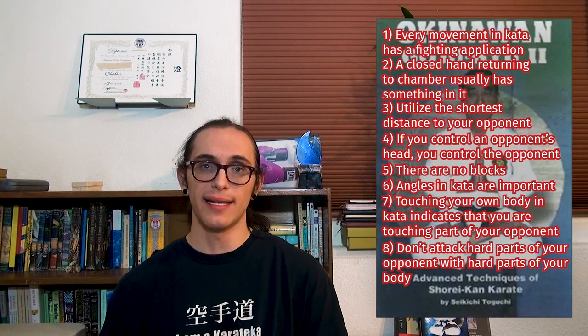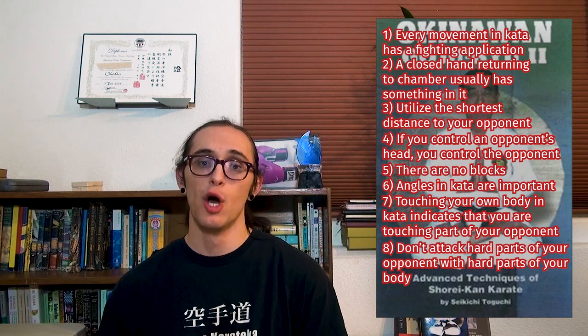Touching your own body in kata indicates that you're touching part of your opponent. This is just a general warning to remember that it's hard to model interaction with someone else's body when you're doing a solo routine. Don't attack hard parts of your opponent with hard parts of your body. This is a concept that's very similar to something that judo uses. Rather than try and match strength against strength, you should try and strike at your opponent's anatomical weak points, like the temple or the solar plexus, and then to redirect or control your opponent rather than directly trying to tough through their attack.